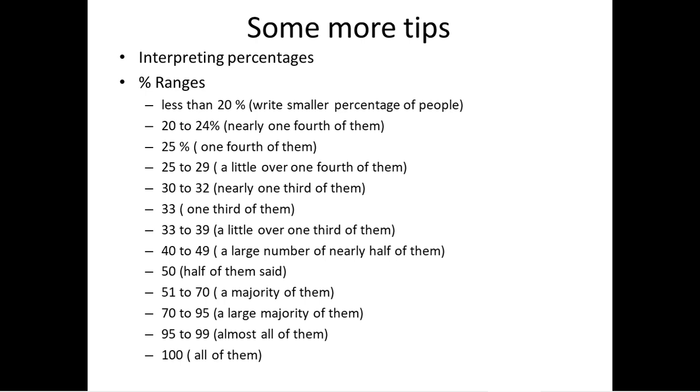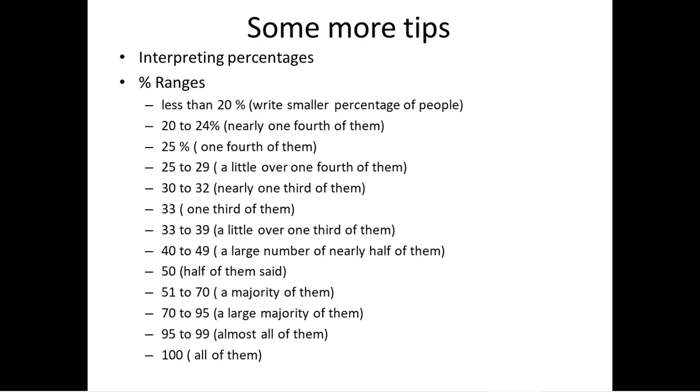In case the percentages are between 30 and 32, you say nearly one-third of them. And if it is 33, you say one-third of them. If it is between 33 and 39, say a little over one-third of them. If it is 40 to 49, a large number of them or nearly half of them. If it is exactly 50%, say half of them said like this.